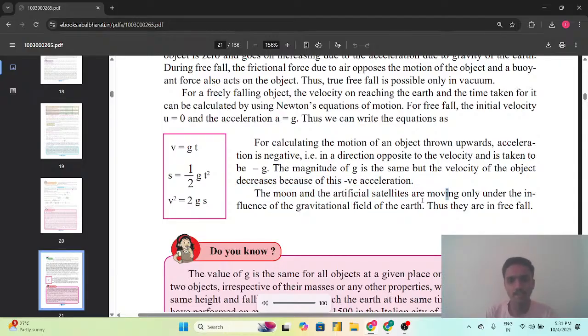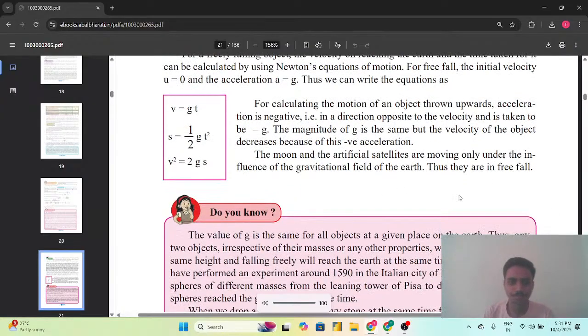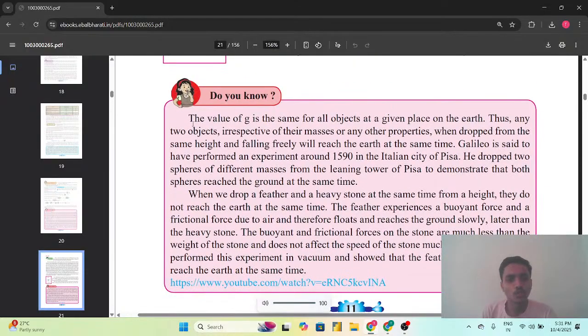The moon and the artificial satellites are moving only under the influence of the gravitational field of the Earth. Thus, they are always in the state of free fall. Do you know the value of g is the same for all objects at a given place on the Earth? Thus, any two objects, irrespective of their masses or any other properties, when dropped from the same height and falling freely, will reach the Earth at the same time.